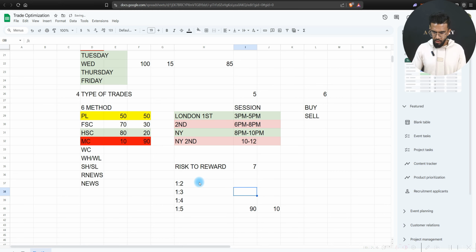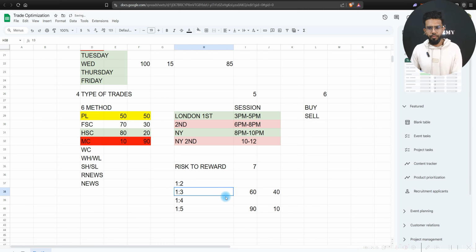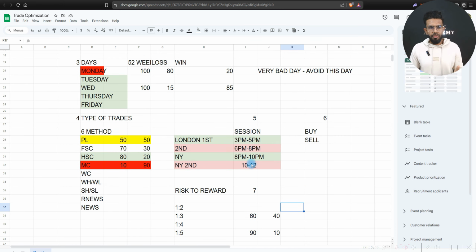Let's say you're at 1 to 3, you're winning around 60% and you're losing 40%. Still, this is a good ratio to do. Rather than this, where you're losing 9 trades and only winning one. So you want to avoid this and you want to focus only on 1 to 3 risk to reward. So this is the risk to reward ratio which you're going to focus on. So these are just a few things you want to look into.